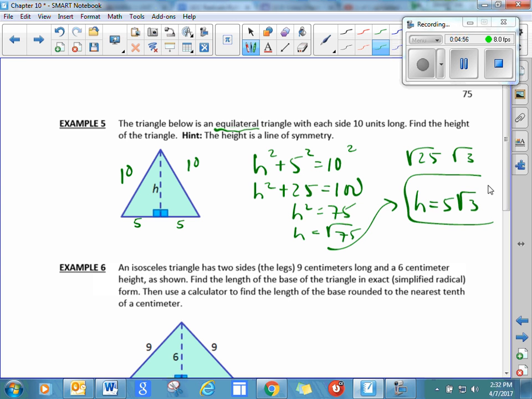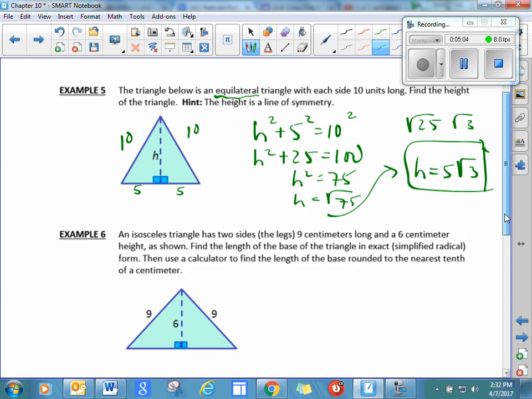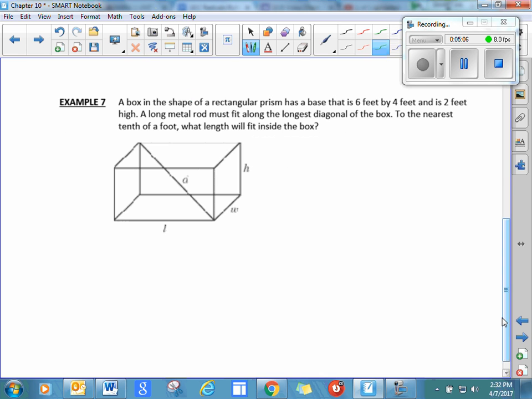That's the height of the original big triangle. I'm going to skip number 6, and I'll leave that for you guys to work. And I want to come down and do this guy at the bottom.